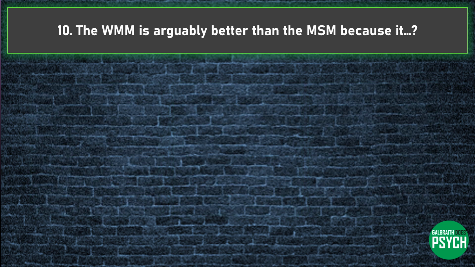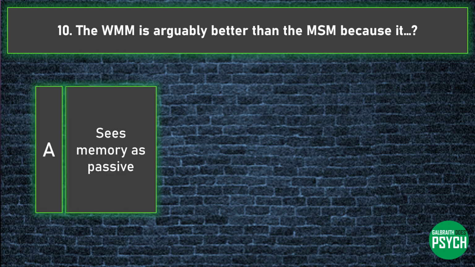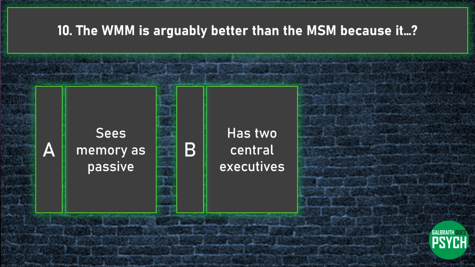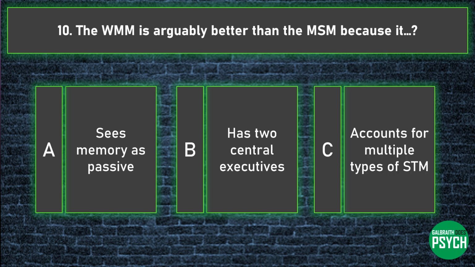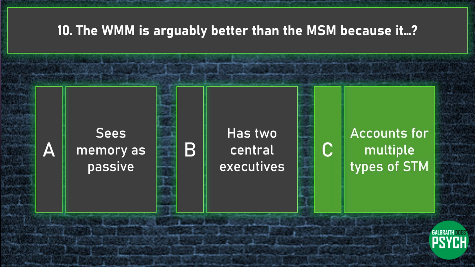And question 10, the working model of memory is arguably better than the multi-store model because do you reckon it's A, sees memory as passive, B, has two central executives, or C, accounts for multiple types of STM? Hopefully you realize it wasn't B, and it's not A either, because actually the multi-store model sees memory as passive, the working model sees it as active. So that isn't really correct, but it does have multiple types of STM.